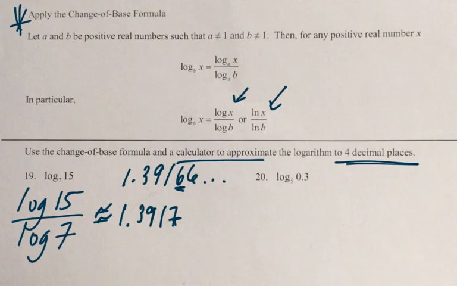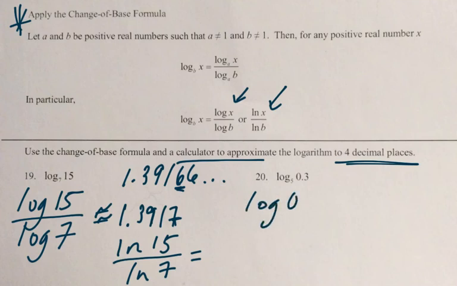So one thing I want you to do is check and see if I had done natural log of 15 divided by natural log of 7, what would I have gotten? Okay, so on this next one, we're going to do log base 5 of 0.3. So I'm going to do log of 0.3 divided by log of 5.